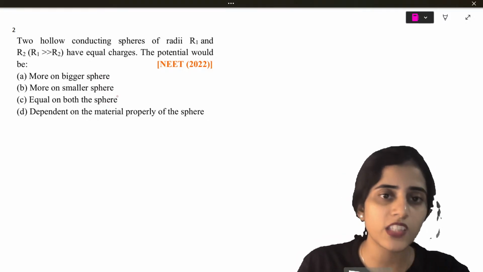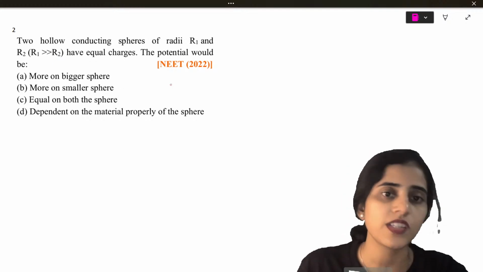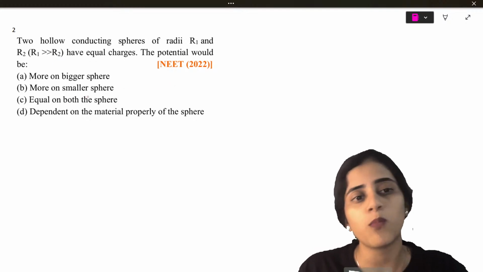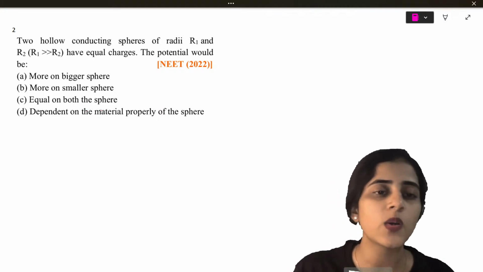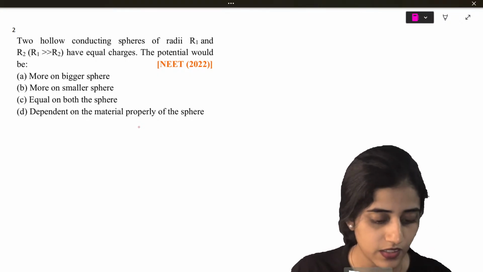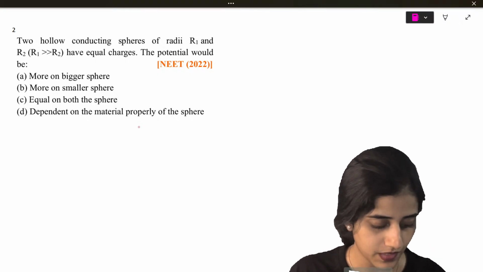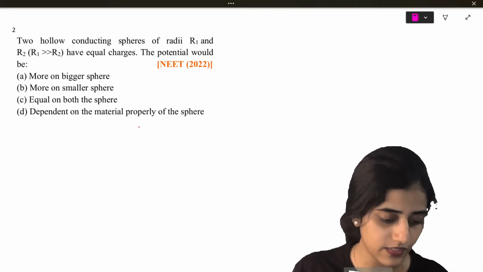Two hollow conducting spheres of radii R1 and R2 have equal charges. The potential would be: A, more on the bigger sphere; B, more on the smaller sphere; C, equal on both spheres; D, dependent on the material property of the sphere. How to do that? Can I have some answers?